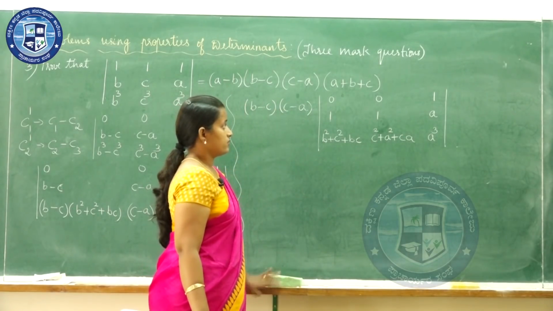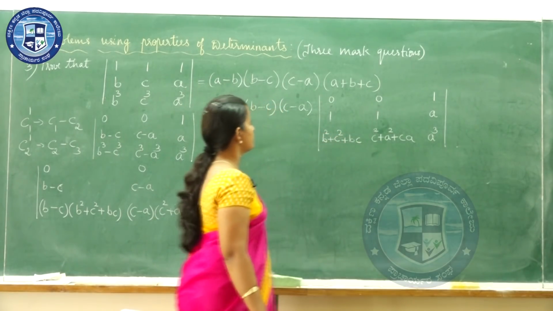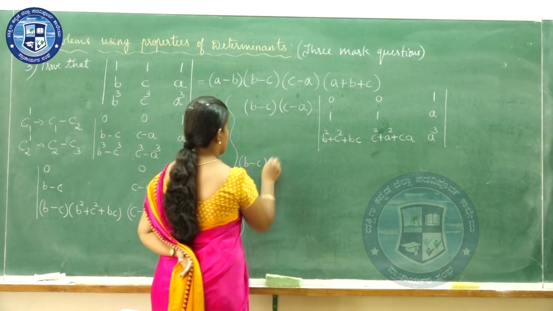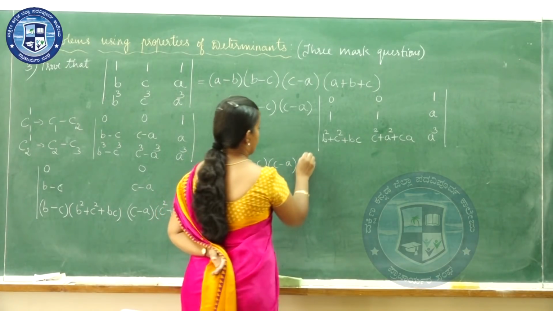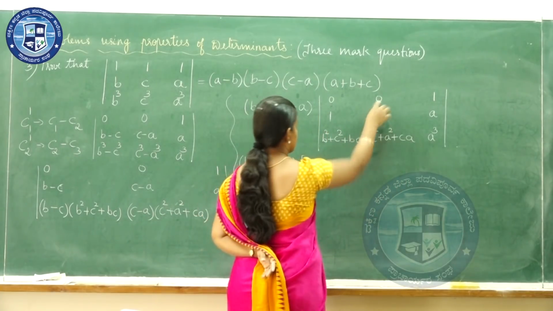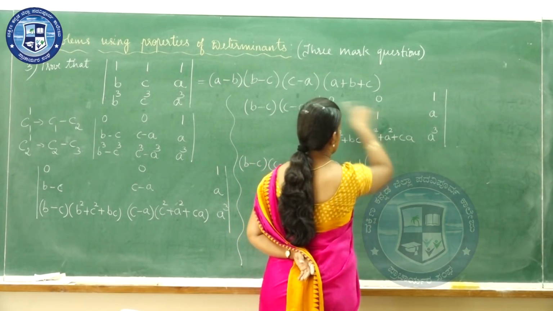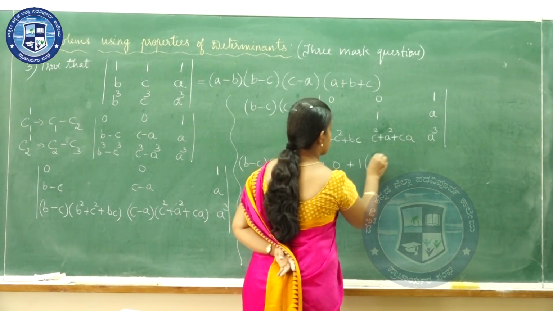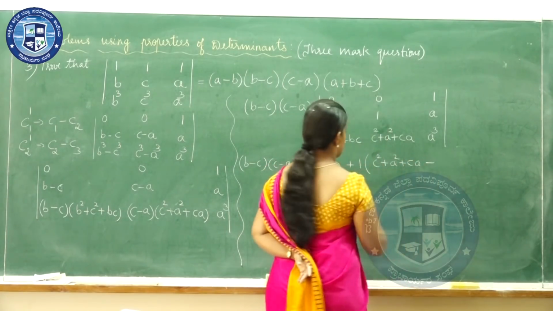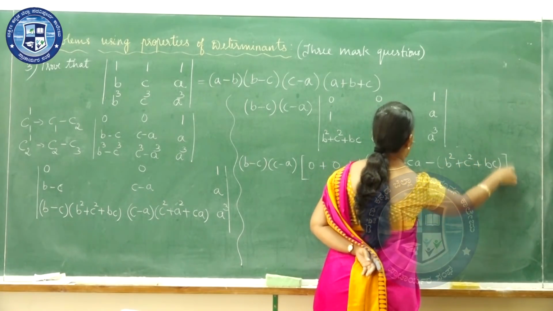Now you have two zeros here and it is easy to expand, you will get the answer. So let us expand now. (B minus C)(C minus A) as it is. When you expand, it is 0 into anything, that is 0. Next term also 0 into anything, 0, plus 1 into this is (C square plus A square plus CA) minus (B square plus C square plus BC).